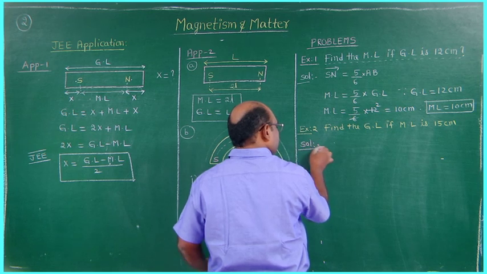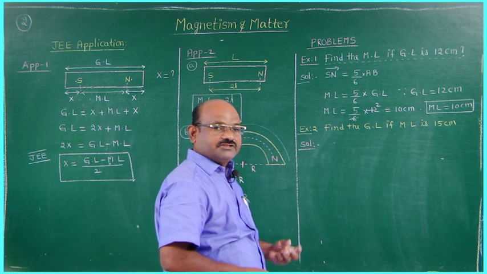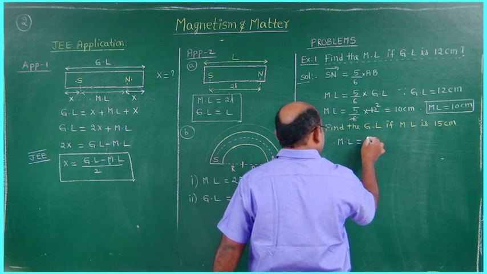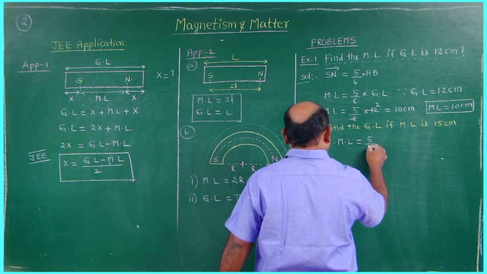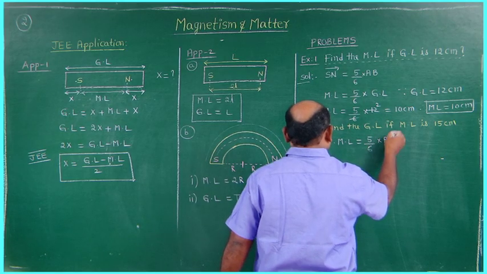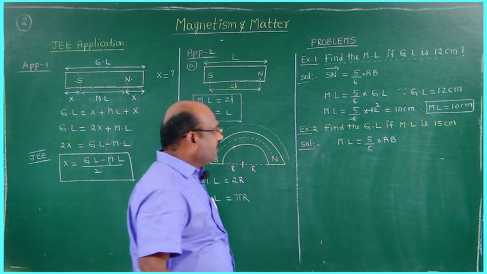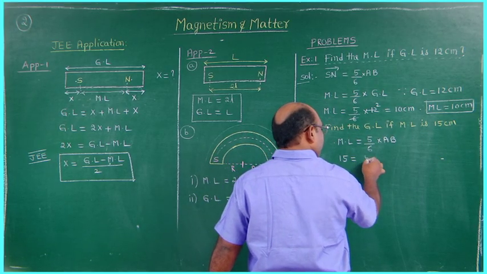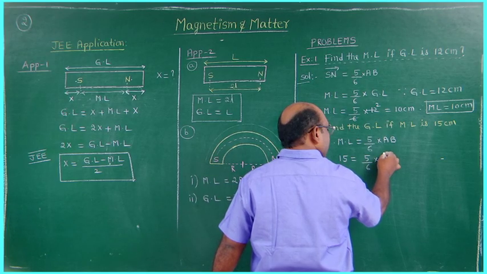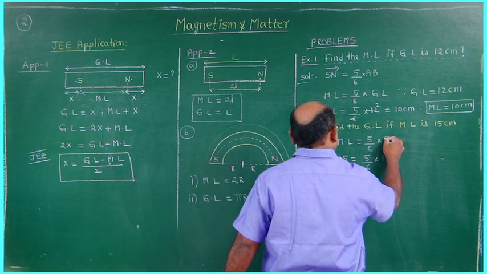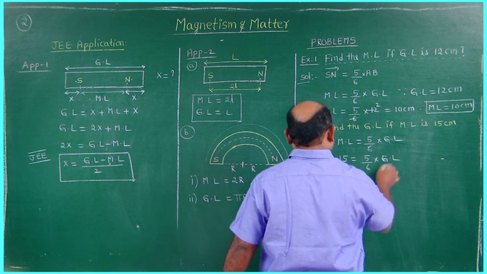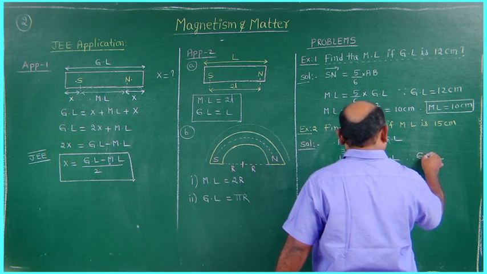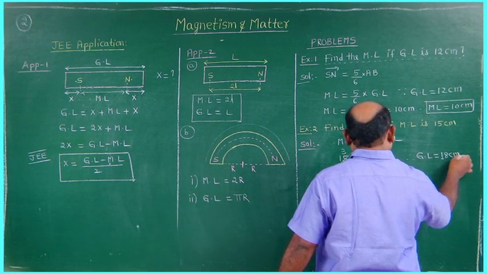How do we solve the question? First, take the relation between the magnetic length and geometric length. What is the relation between the magnetic length and geometric length? Magnetic length is equal to, directly I am writing, 5 by 6 times the geometric length, that is AB. They gave the magnetic length as 15 centimeter. Therefore, 15 is equal to 5 by 6 into AB. AB is nothing but the geometric length. So, 5 ones 5, 5 threes 15, 3 into 6, 18. Therefore, geometric length is equal to 18 centimeter.